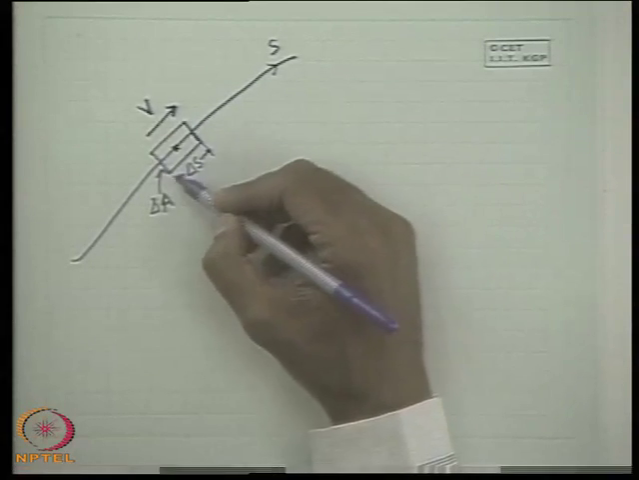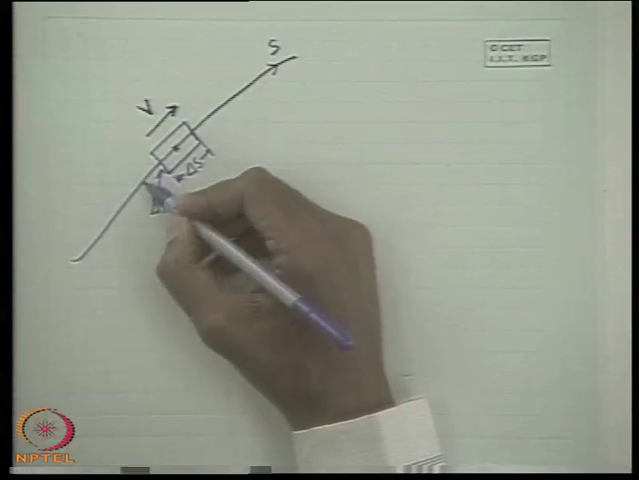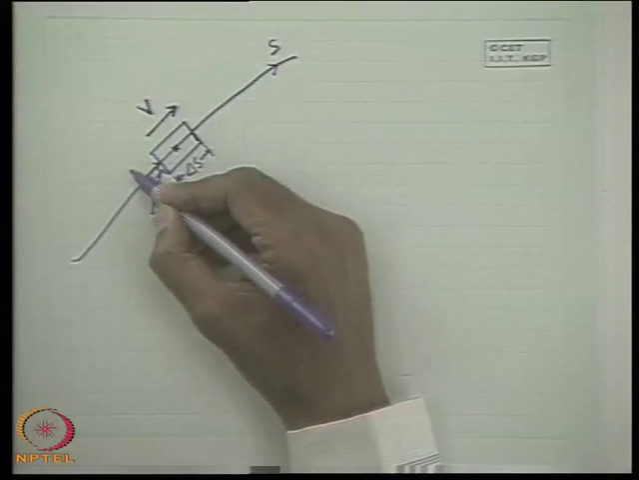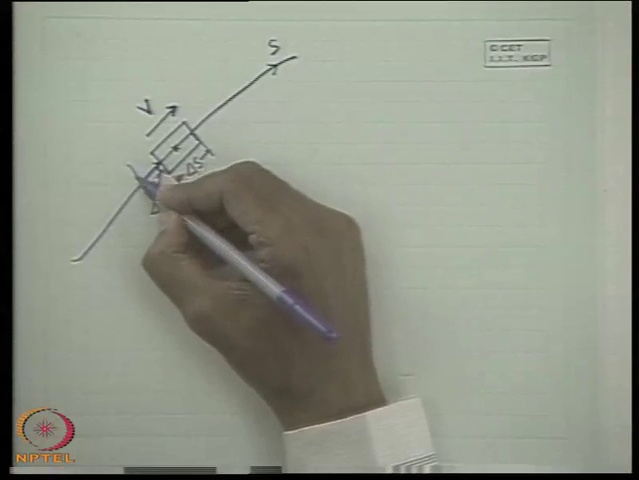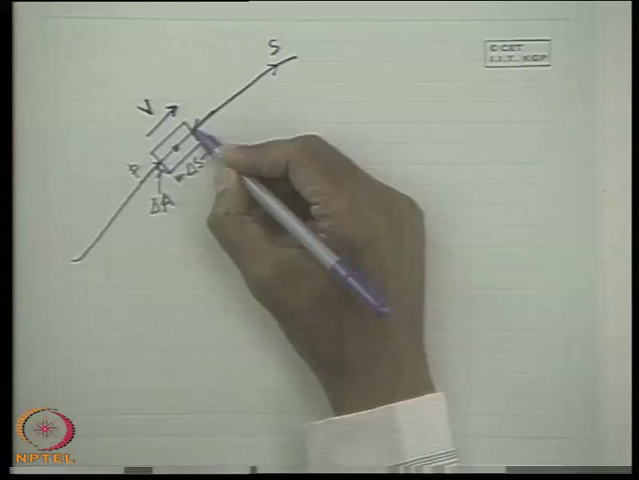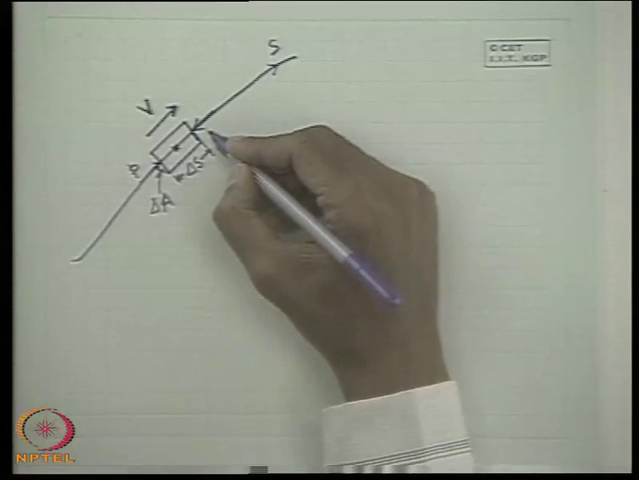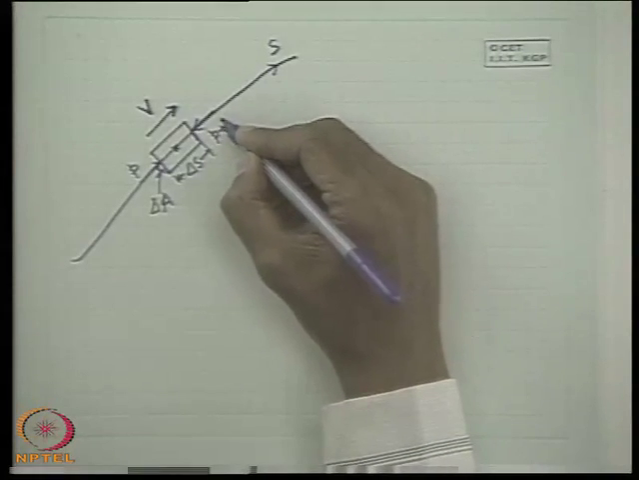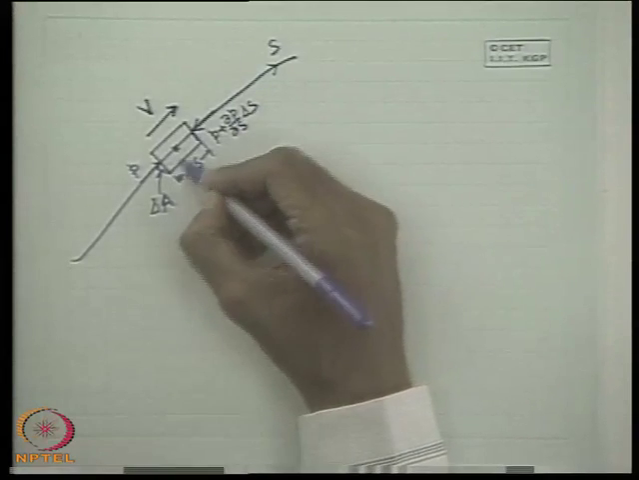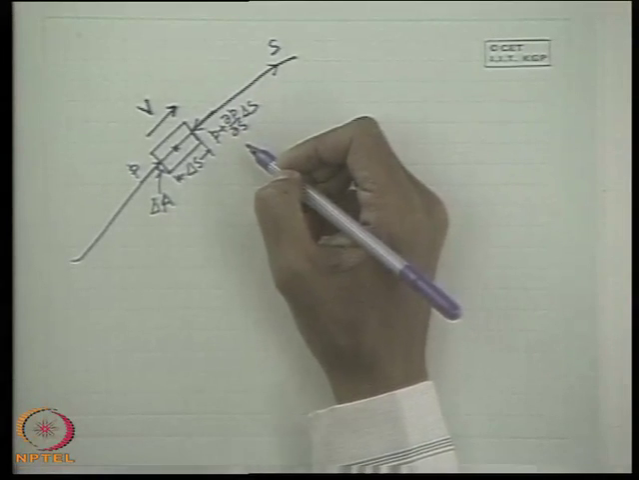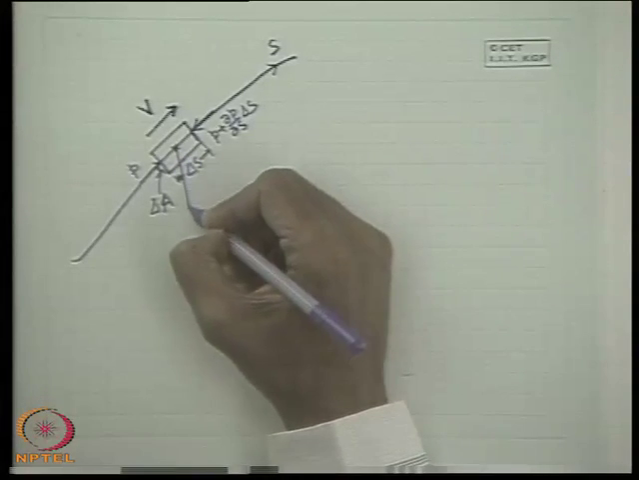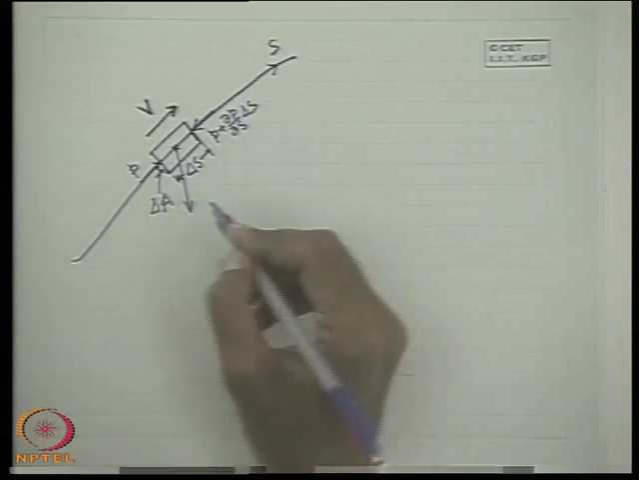Now when we have assumed the flow to be ideal, the only surface forces acting on the fluid are the pressure P at this surface, and at the downstream surface it is P plus del P del S into delta S. That means the change over delta S. Apart from this, the other external force acting on the fluid body is its weight, that is, mass times gravity.